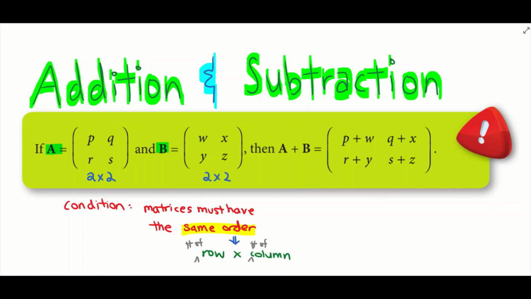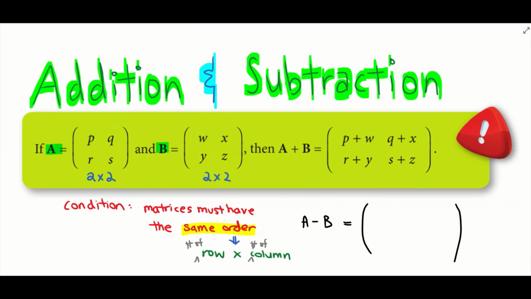And if we add two matrices together, it just means that I'm adding the elements in the same position. So my P in A will be added to W, P plus W. Then Q will be added to X, become Q plus X, and so forth.